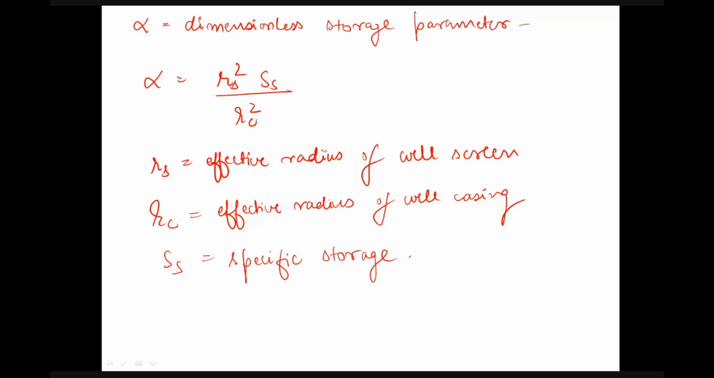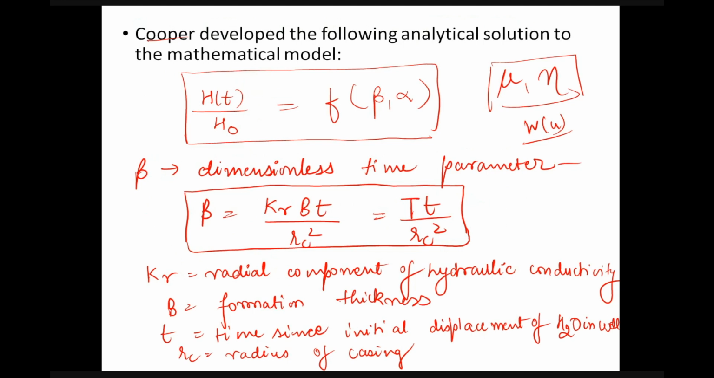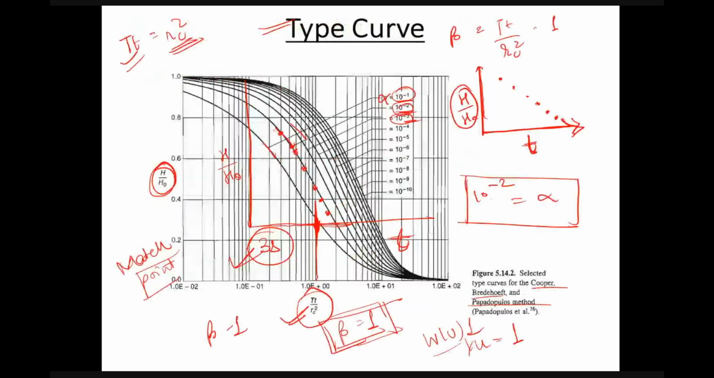Now coming back to this alpha, do we know the value of alpha from the graph? Tell me. है ना, अल्फा की वैल्यू हमें पता है, हमें स्क्रीन का भी रेडियस पता है, हमें केसिंग का भी रेडियस पता है, तो हम यहाँ से स्पेसिफिक स्टोरेज निकाल सकते हैं। So this is how we have calculated the hydraulic properties of the aquifer from this graph.